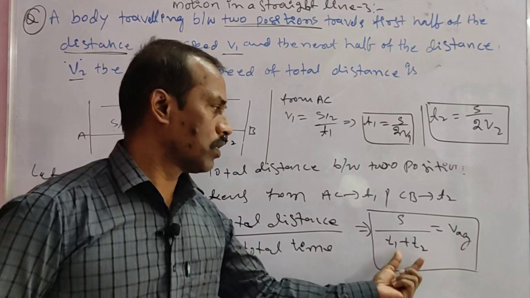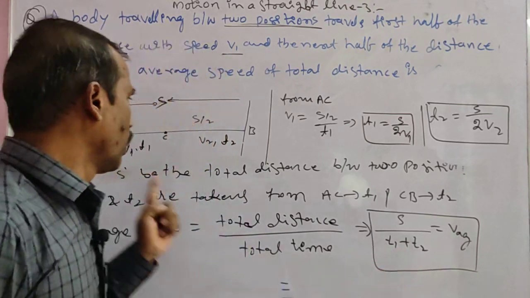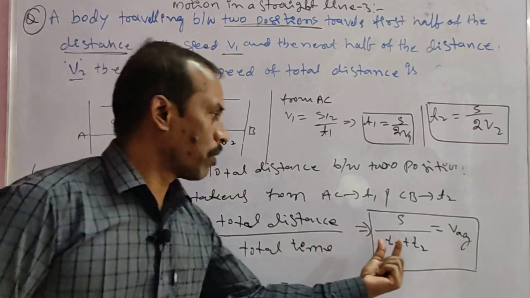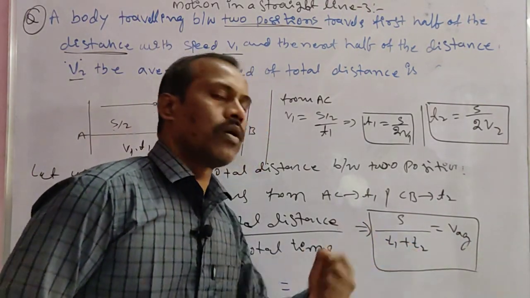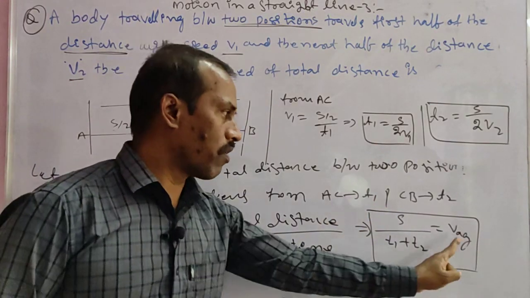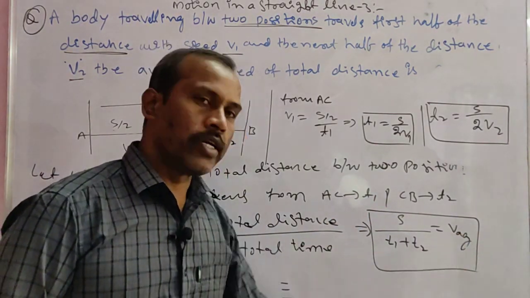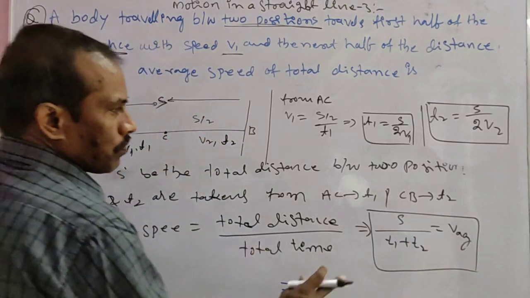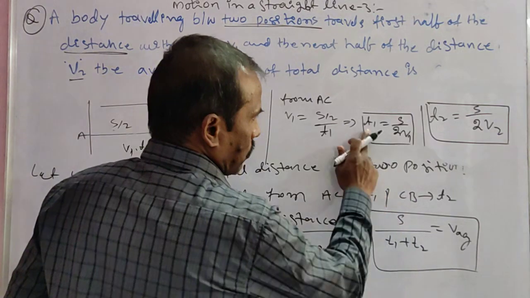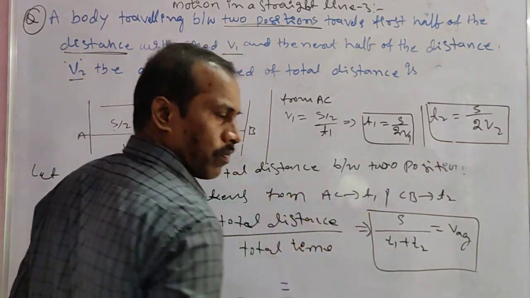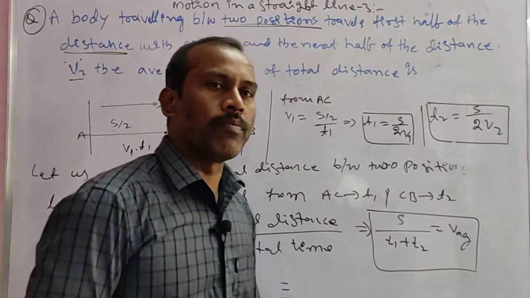Here t1 plus t2 is the total time taken by the particle to reach point B from A. That is the distance between the two positions. So average speed is equal to total distance by total time. Now substituting the t1 and t2 values here, we will get the average speed of the particle.